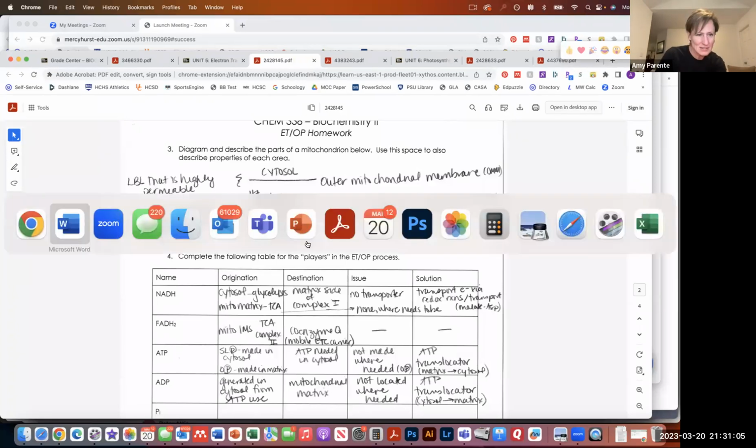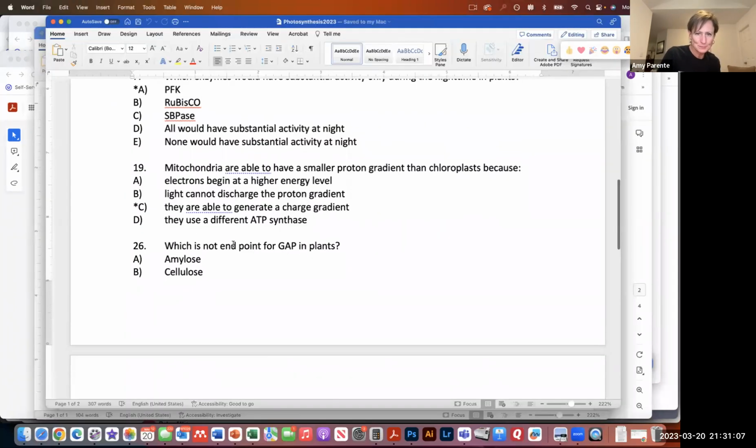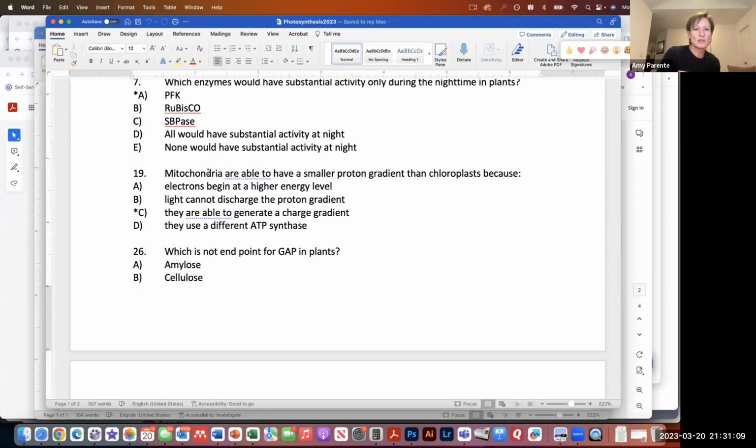Okay, so let's look at the answers that we had here. Mitochondria are able to have a smaller proton gradient than chloroplasts because they are able to generate a charge gradient. Okay, so that's why they're able to do it. They can generate a charge gradient. They don't use a different ATP synthase. It's exactly the same. We just literally call it a chloroplast ATP synthase.